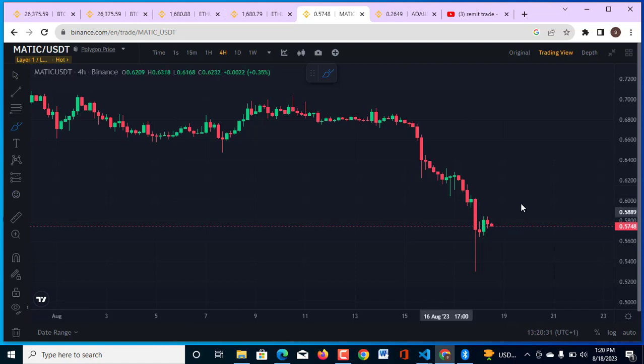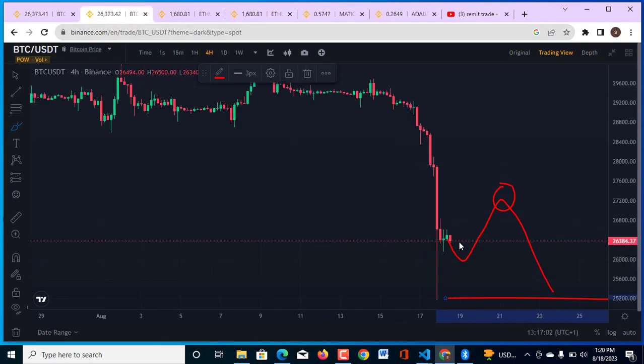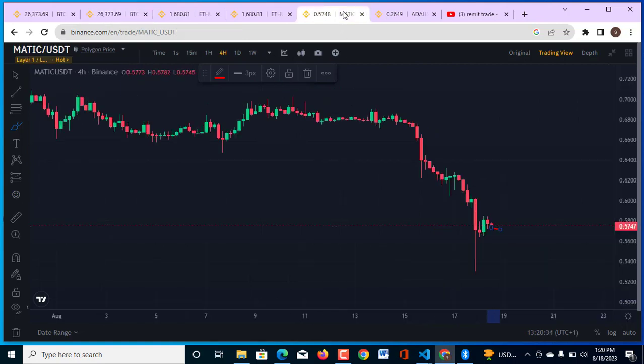That means don't short the market where the market is right now, and on any of these positions on ETH, don't short the market here, and also on Bitcoin, don't short the market here. Market will not just move drastically to the downside anymore. So on Matic here, just watch the market. Market is going to go down gradually and then retracement into this zone and continuation.